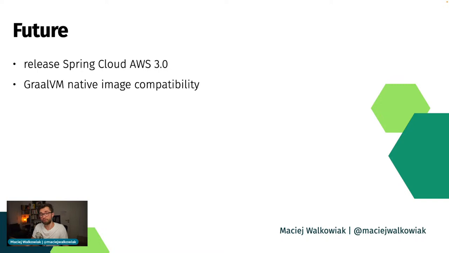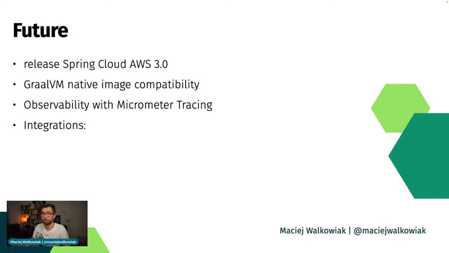For 3.1 and 3.2, we want to provide native image compatibility with GraalVM. Right now, you can already run Spring Cloud AWS with GraalVM, but there are some small missing bits. So if you really need to, I would recommend that you use the GraalVM tracing agent to discover all the missing native image configuration properties. In the next step, we also want to add observability support with Micrometer Tracing, and of course, add more integrations, especially since for some of them we already have pull requests. So it's App Config, Cloud Map, and maybe we will bring back RDS.